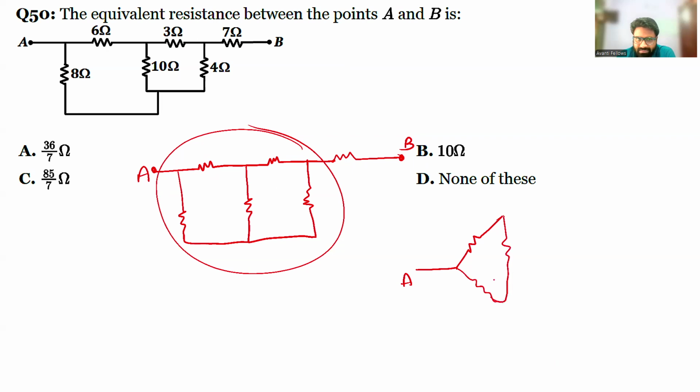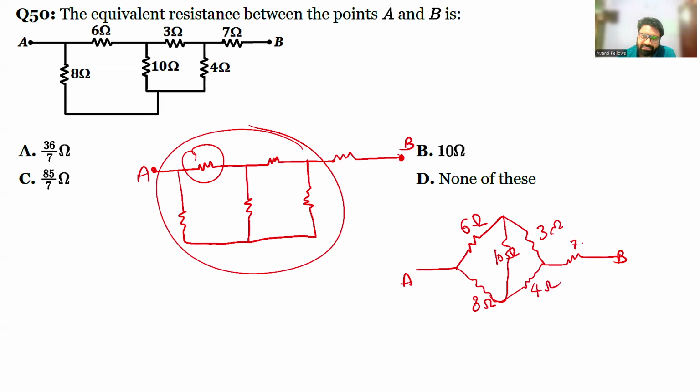Then one of the resistances is in between them. Then again two resistances. And then there is one more resistance. This resistance is the same as this. The value of this resistance is 6 ohm. This is an 8 ohm resistance. And this is 10 ohm in the middle branch. This is 3 ohm, and this is 4 ohm. And the last one is 7.